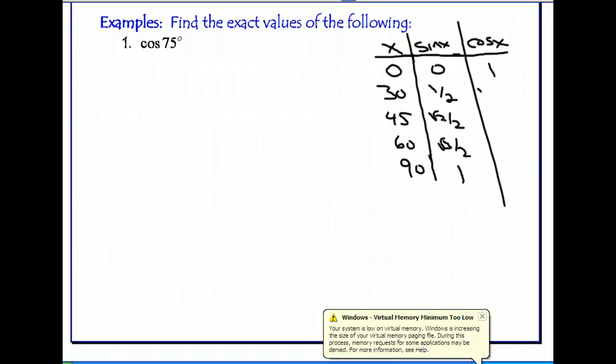So it goes 1, square root of 3, sorry, that's sloppy. That's the square root of 3 over 2, square root of 2 over 2, 1/2, and 0. You might remember there's a tangent in there too. We don't need the tangent, but we need to know that much of the chart.